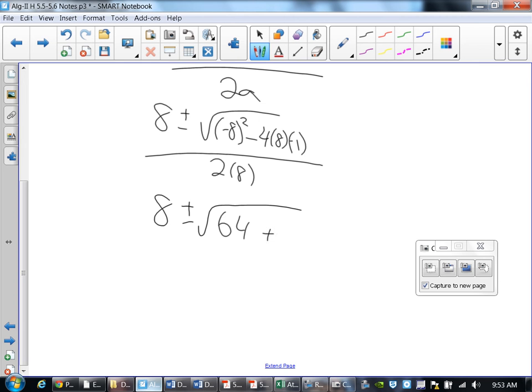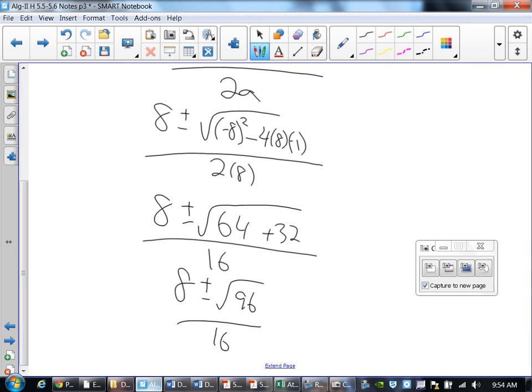64 plus 32. Nice. So what do we get? 96. 8 plus or minus square root of 96 over 16. 96, 4 root what? 4 root 6. So we get 8 plus or minus 4 root 6 all over 16.